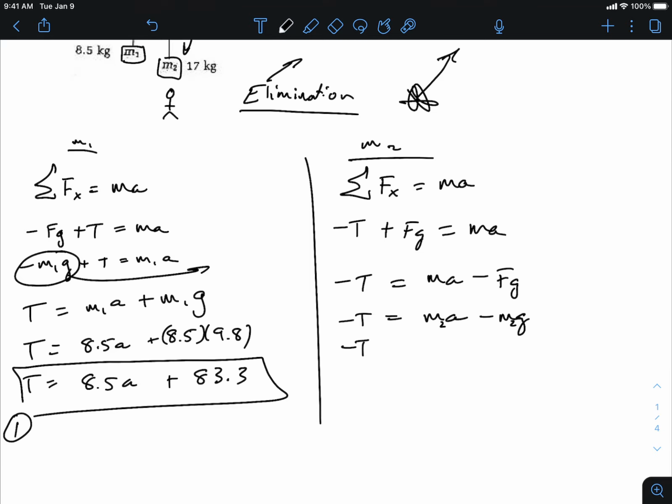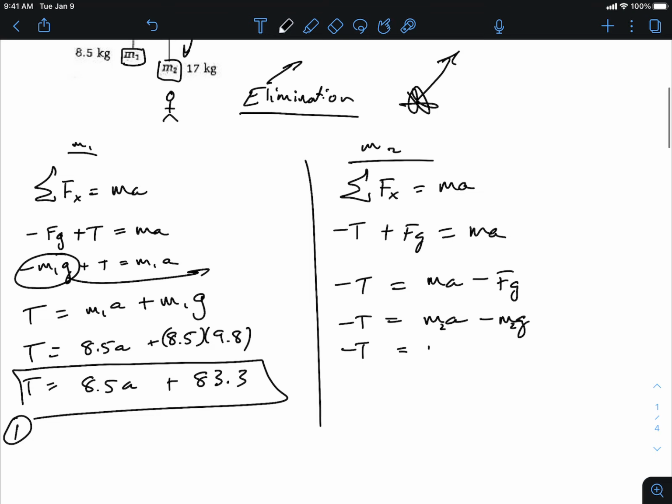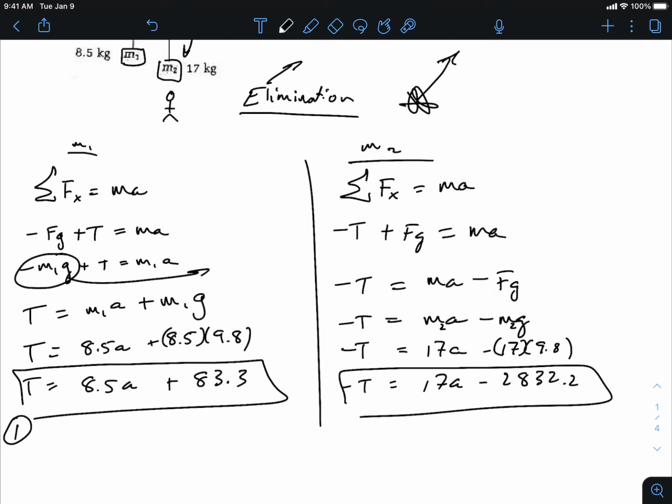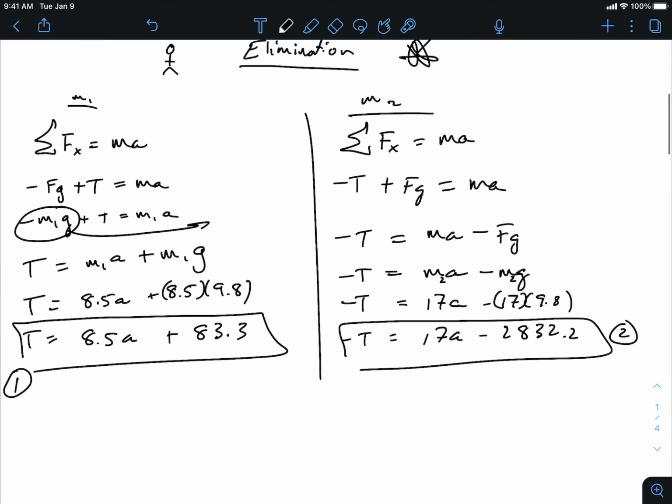So negative T is equal to 17A minus 17 times 9.8. You should get 17A minus 2832.2. Does anybody have any problems? I think that's physics done.